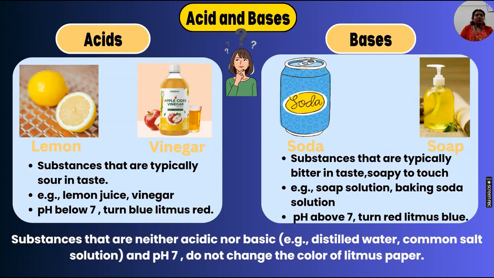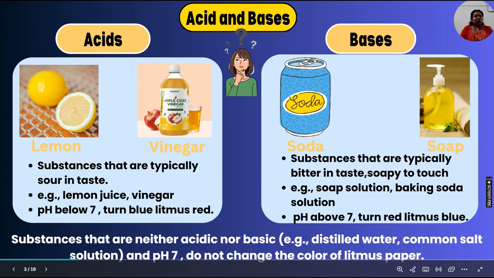In this slide, you are going to understand the difference between acids and bases. For acids, we are taking two examples. The first one is lemon and the second one is vinegar. In lemon there is citric acid present, so if we taste it, it tastes sour. Vinegar is also sour in taste, and from this we can conclude that these two have acid in them.